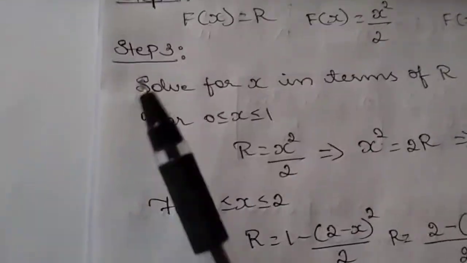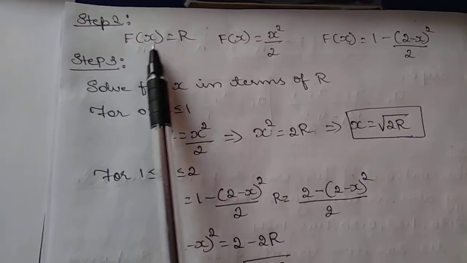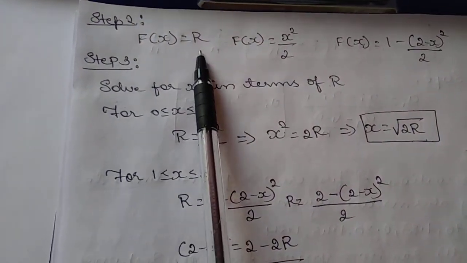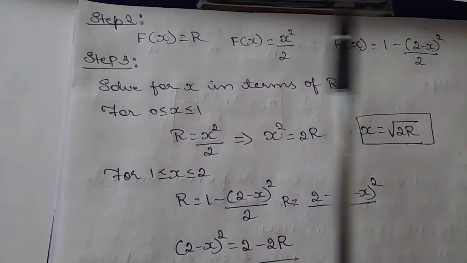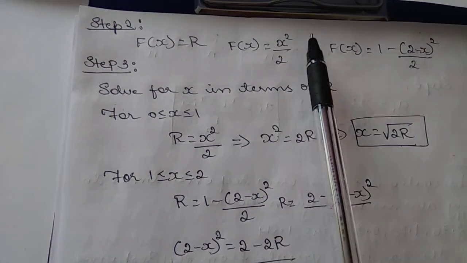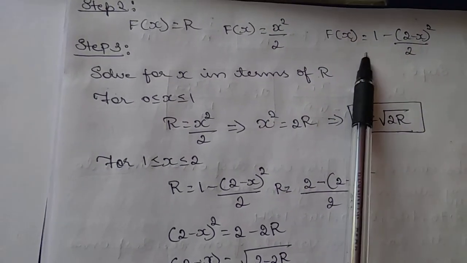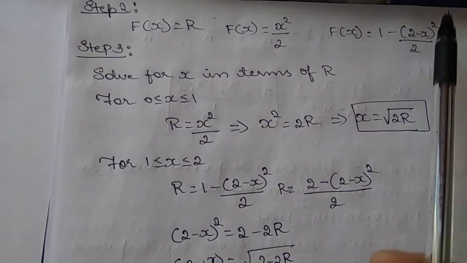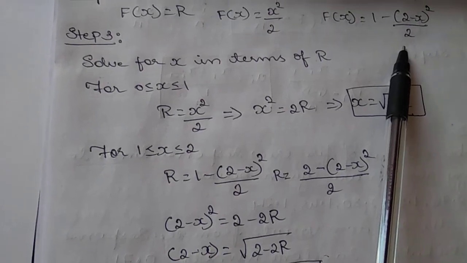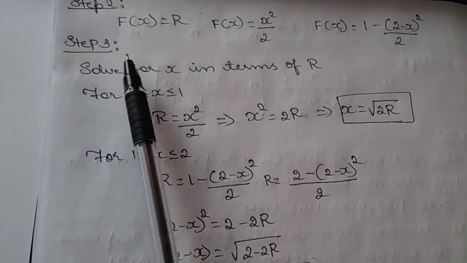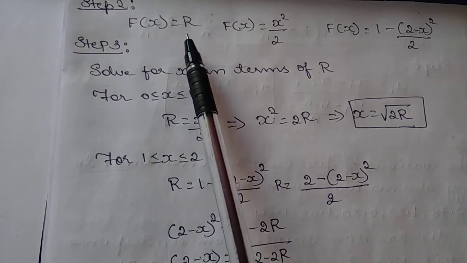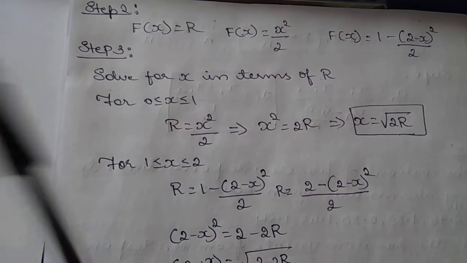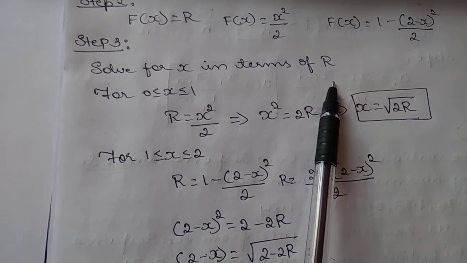Okay. Yes. See here, F of x equals R. So I'll take two things here. Two cumulative distribution functions are there. So I'll take first F of x equals x square by 2. Then F of x equals 1 minus (2 minus x) whole square divided by 2. Okay. Next, step 3, what you have to do? You have to solve for x, that is, x equals F inverse of R. Solve for x in terms of R.